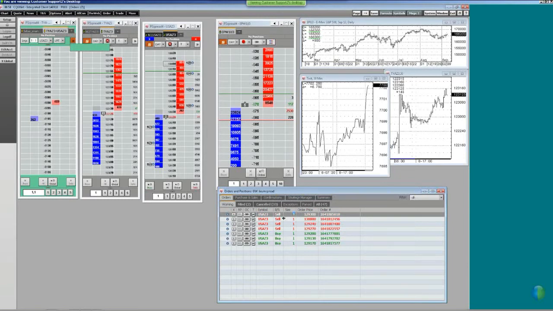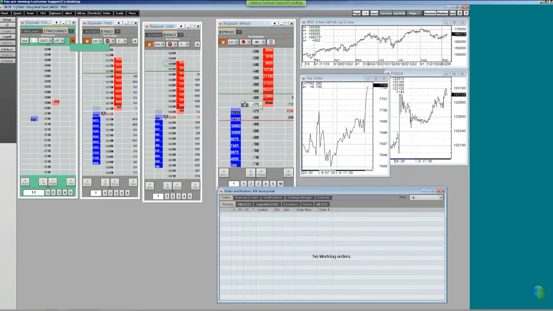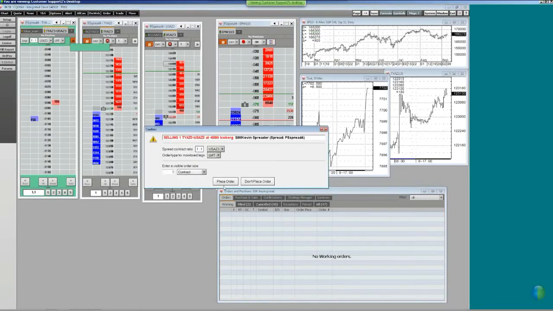Okay. Also, if I have layered orders, I can double left click that total quantity, and I can see the layered orders in this shadow box. Okay. Can I drag orders? You can drag orders to a new price and release, yes. Perfect.